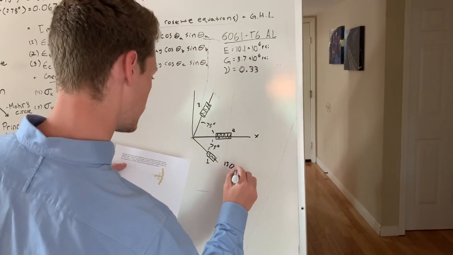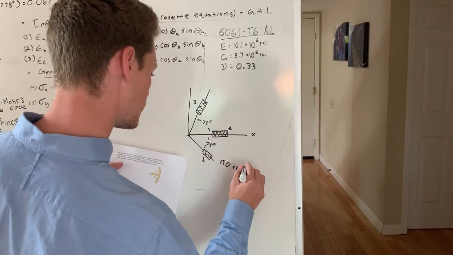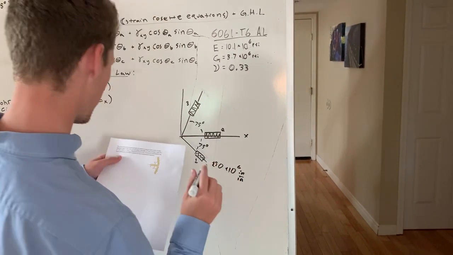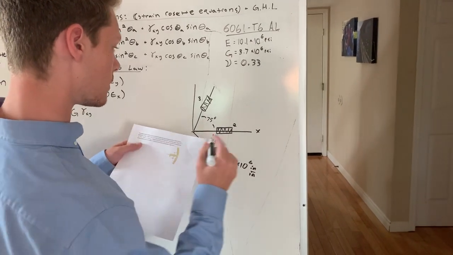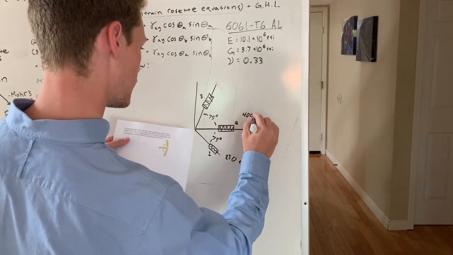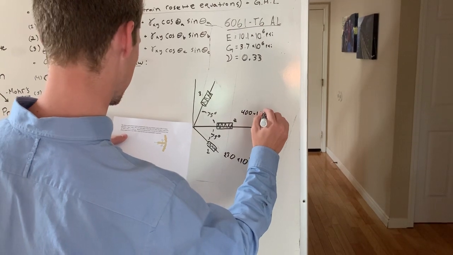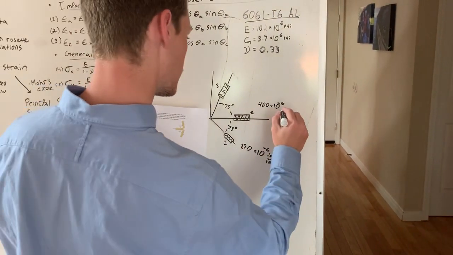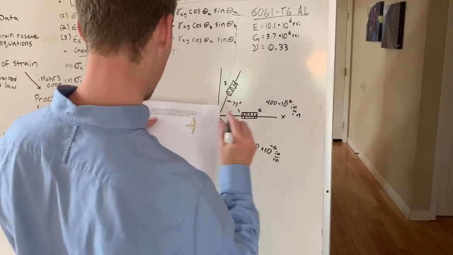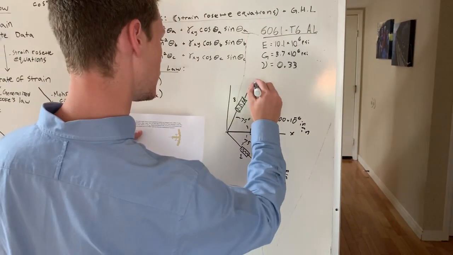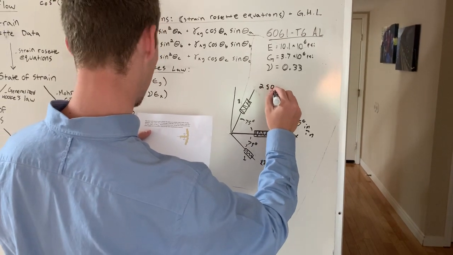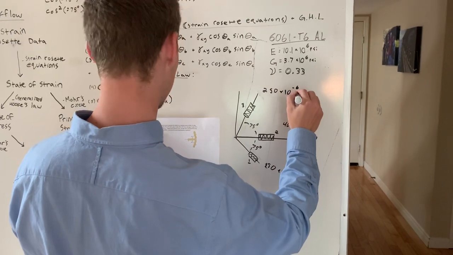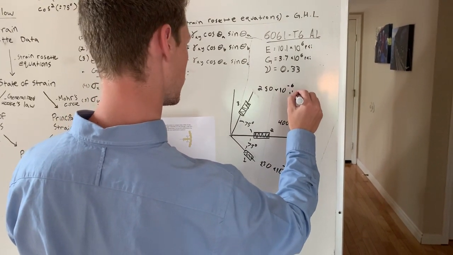150 times 10 to the negative 6 inches per inch. Gauge 2 reads 400 times 10 to the negative 6 inches per inch. And gauge 3 reads 250 times 10 to the negative 6 inches per inch.